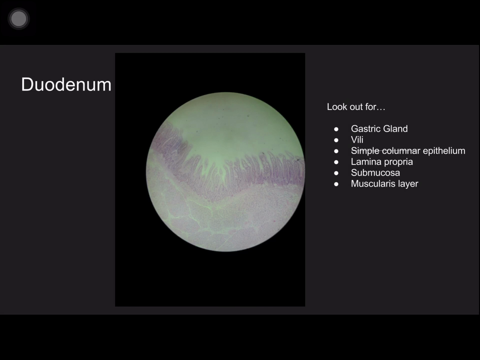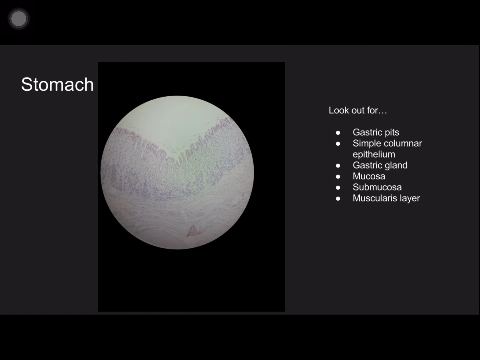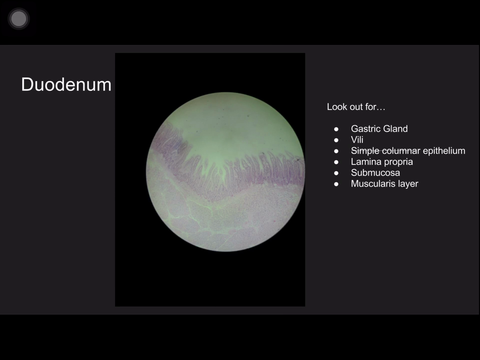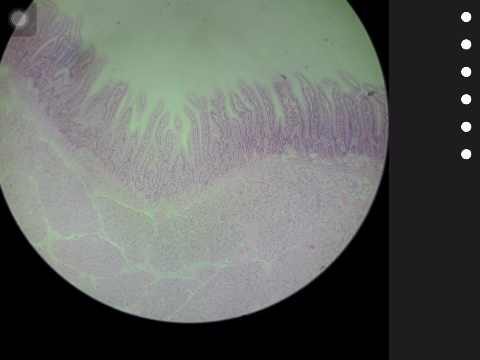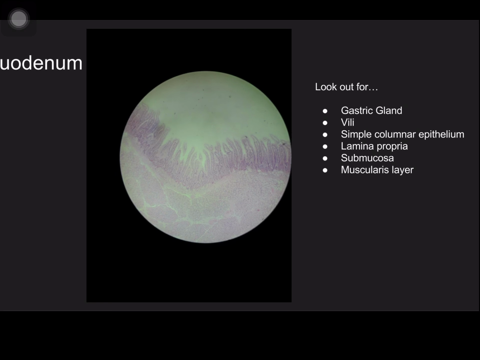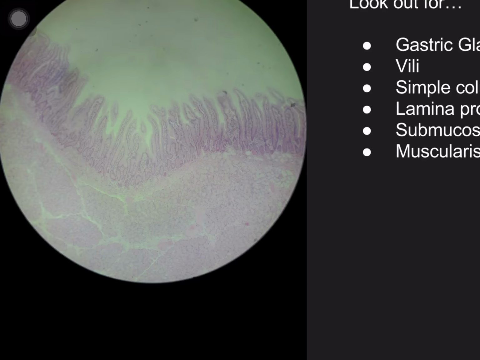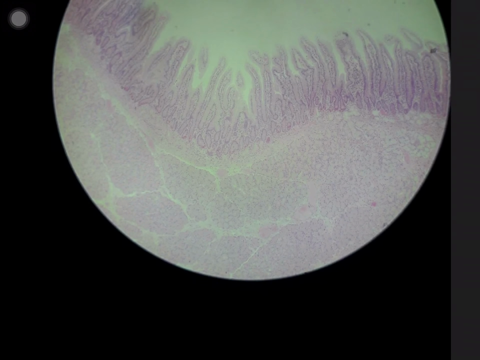Simple columnar. Duodenum also has simple columnar epithelium. So the esophagus and the stomach and the duodenum, of course, are involved in secretions. So the duodenum has gastric glands, villi, which is very noticeable here. You can kind of see the glands too. Lamina propria, lower layer of the mucosa. Submucosa in between right there. And the muscularis layer.